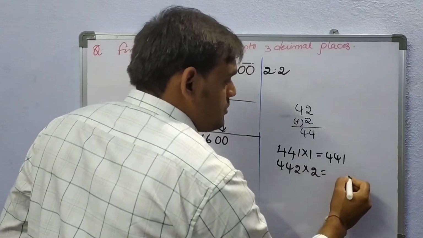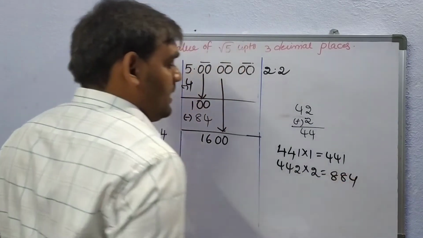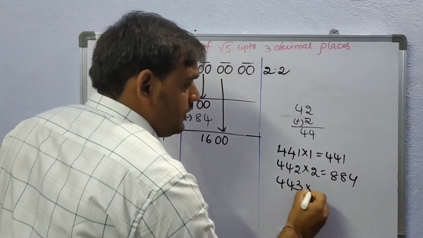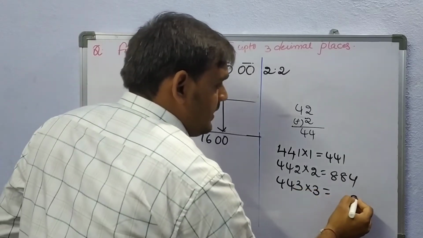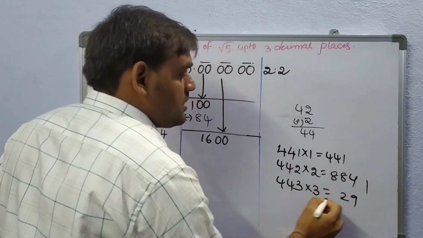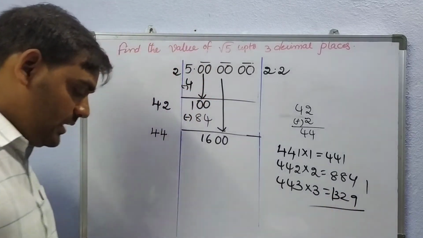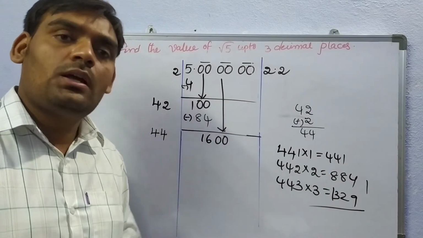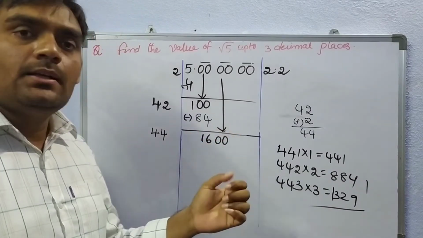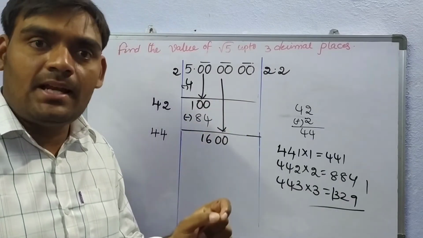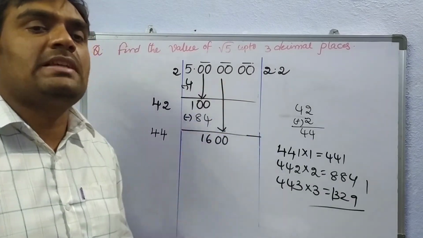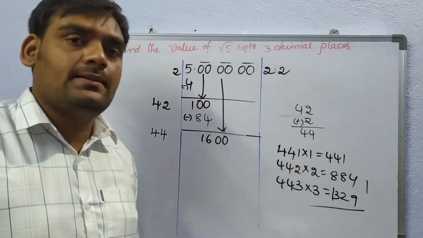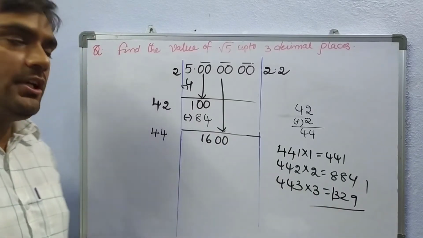So here 2 2s are 4, 2 4s are 8, 2 4s are 8. Next, 44 after 3, it will become 443. So into 3 we need to do. 3 3s are 9, 3 4s are 12, 1, 3 4s are 12, 13. So 1329 I got. If I write 44 beside 4, it will become 444 into 4. That value is greater than 1600. So that value should be less than 1600 and also the nearest number to 1600. So all these are less than 1600, but coming to the nearest number to 1600 is 1329.